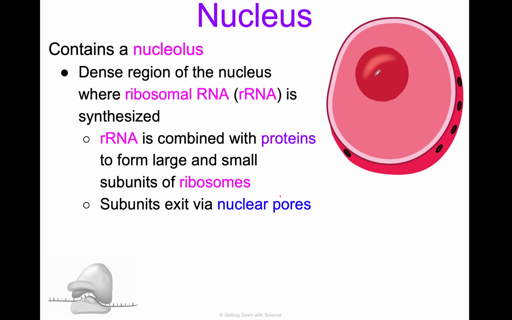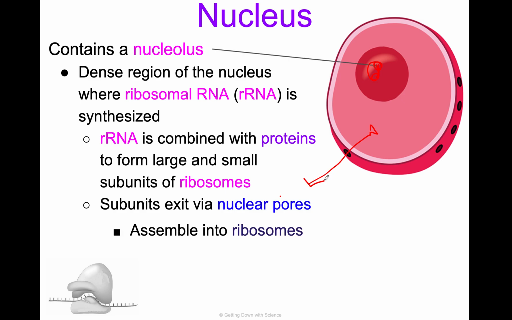Subunits exit the nuclear pores. All right, so it's made in here, and they sort of assemble, and then we go outside. Awesome, to do our job. That's your nucleolus. These rRNA and proteins form ribosomes. All right, so these ribosomes are made somewhere. They're made in the nucleus.